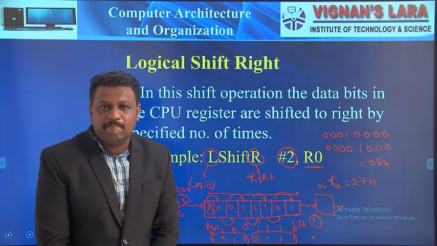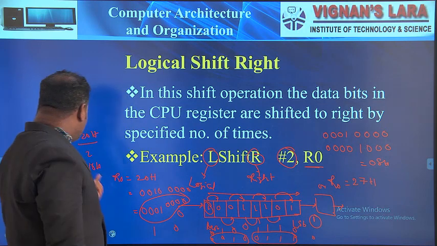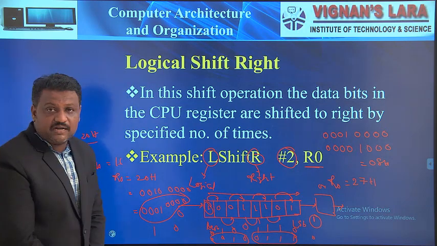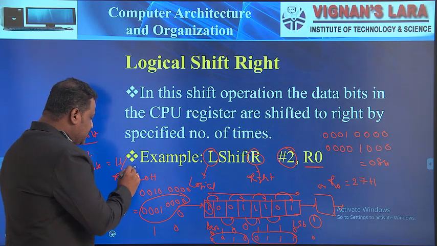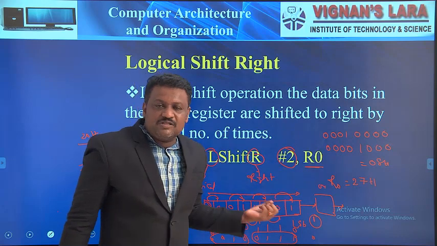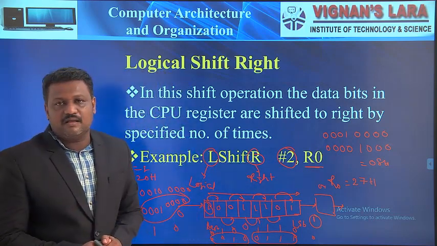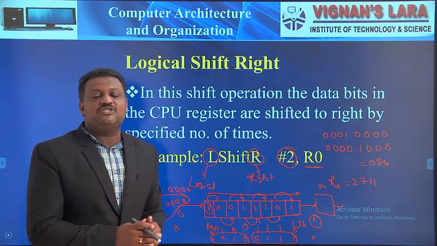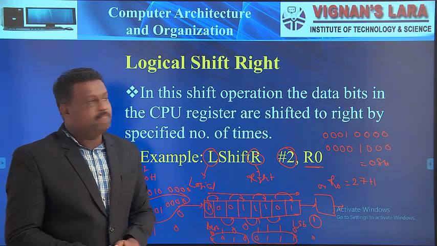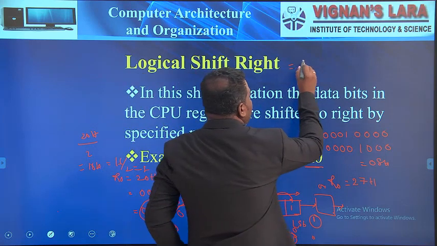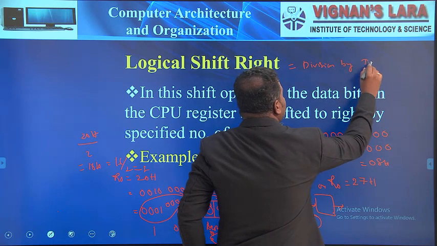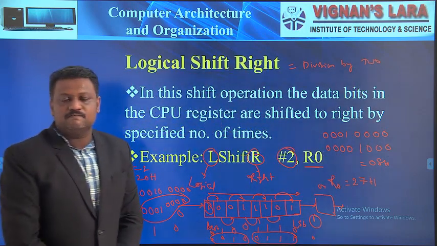How is it possible? In hexadecimal, 10H is equivalent to decimal 16. We know that 16 by 2 is equal to 8. Here the condition is satisfied. So based on this simple logic, we can understand that a logical shift right operation is equivalent to division by 2. That's important.